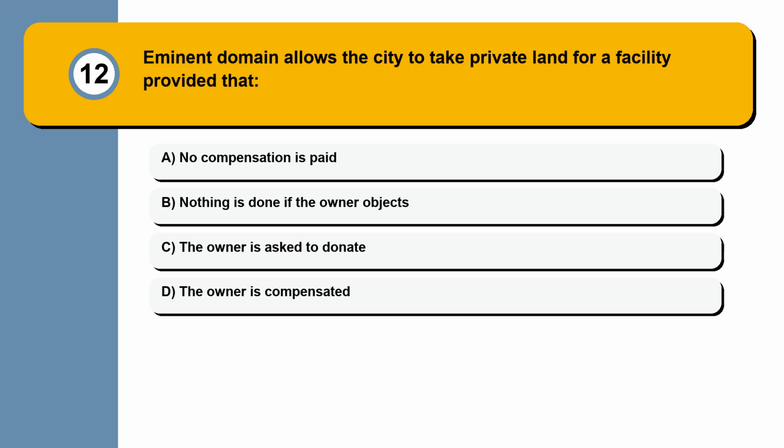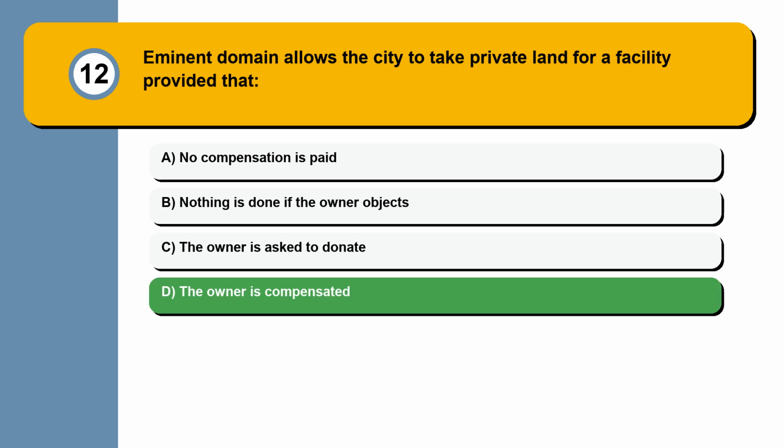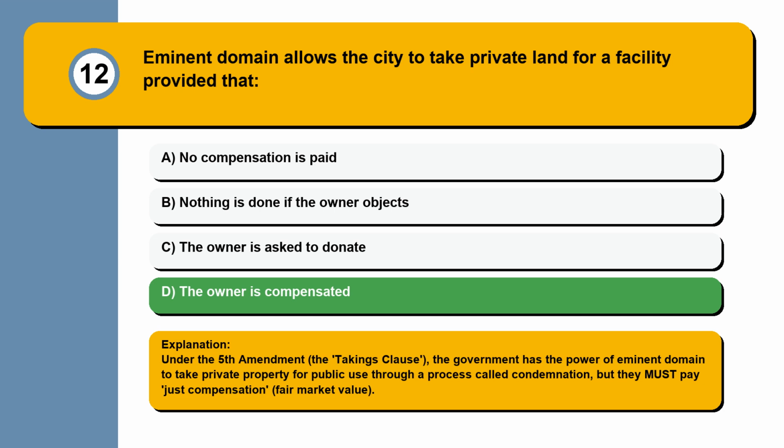Question 12. Eminent domain allows the city to take private land for a facility provided that no compensation is paid. Nothing is done if the owner objects. The owner is asked to donate. The owner is compensated. Under the Fifth Amendment, the Takings Clause, the government has the power of eminent domain to take private property for public use through a process called condemnation, but they must pay just compensation, fair market value.